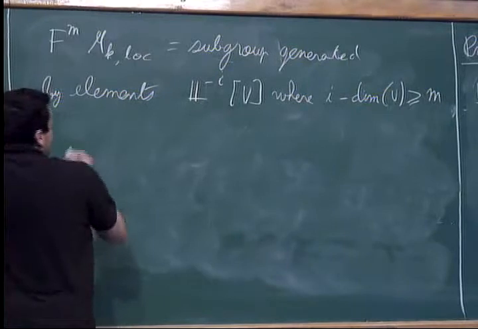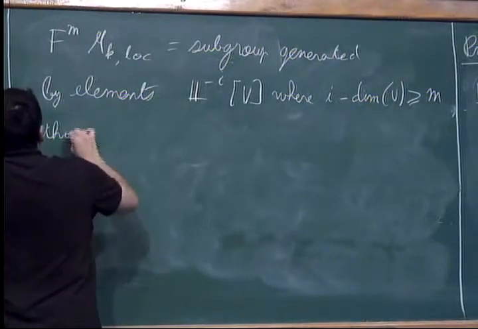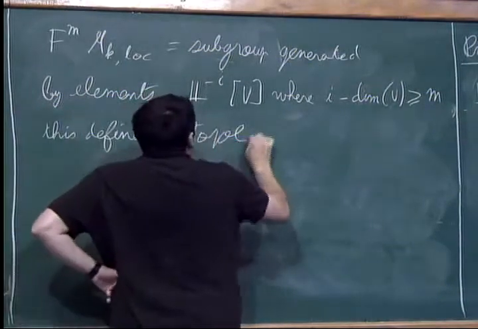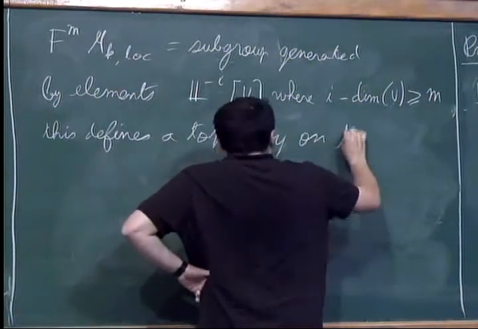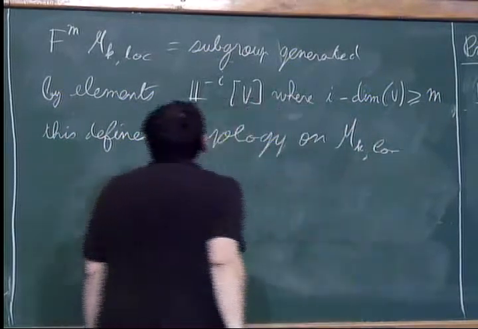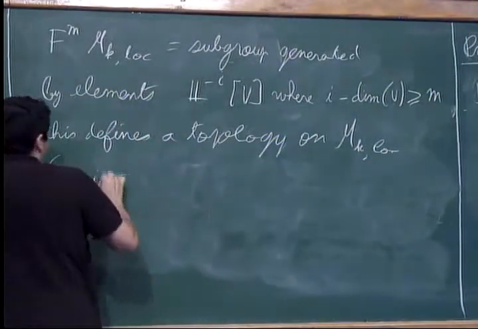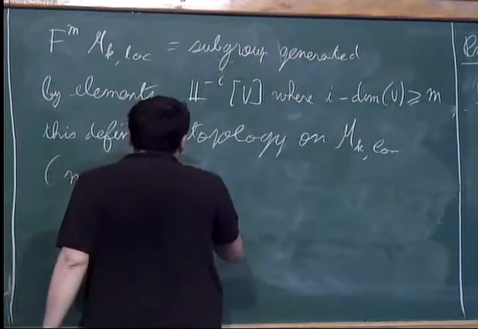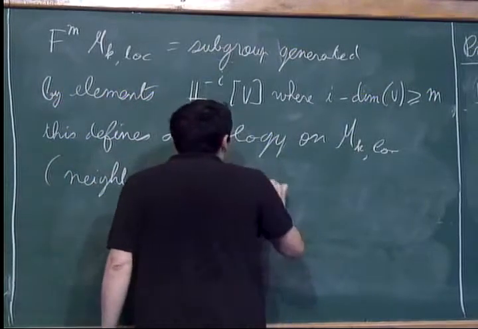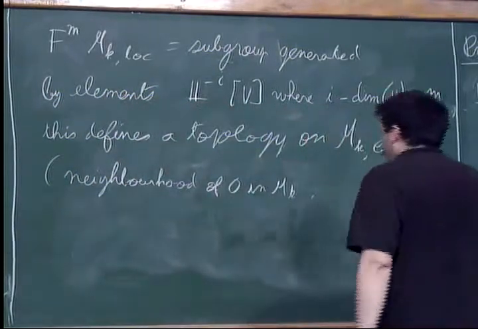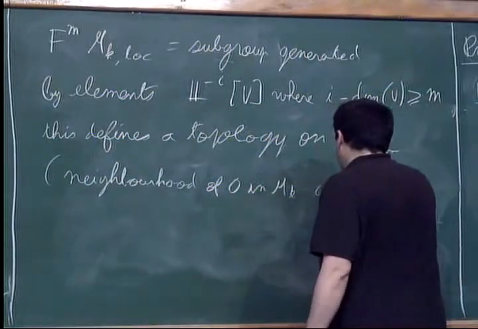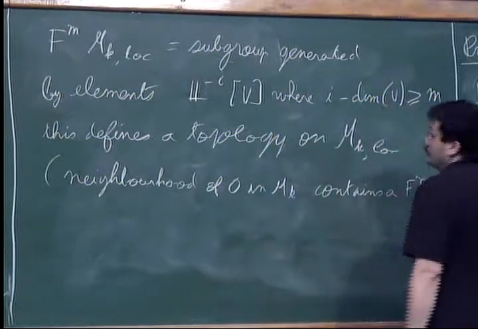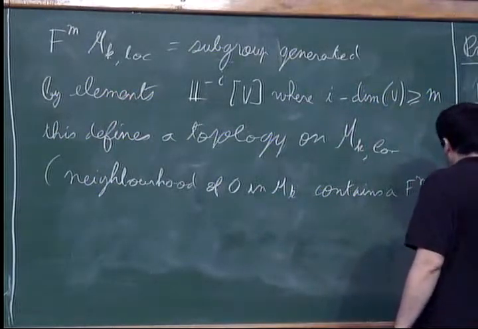Okay, and then, well, this defines the topology, a metric topology on MK log. Well, a neighborhood of 0 in MK log, such as the neighborhood of 0 in MK, contains Fm of MK log for some M.